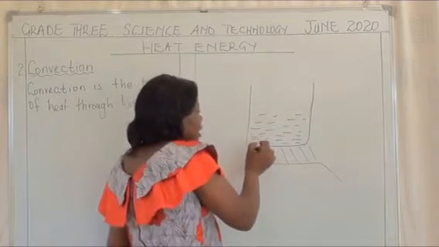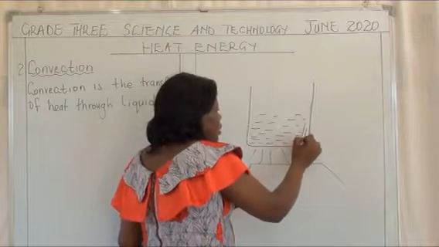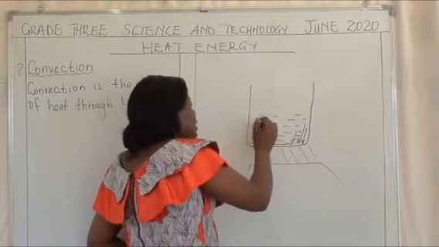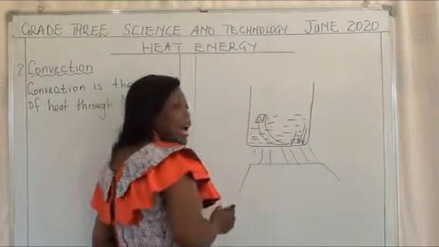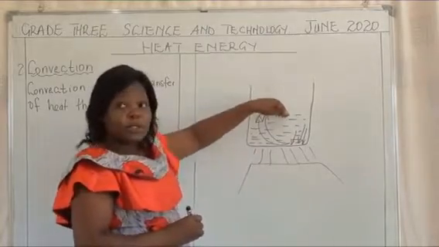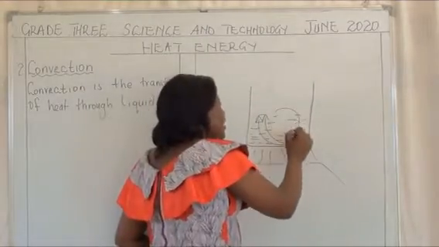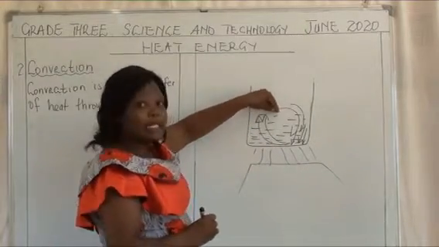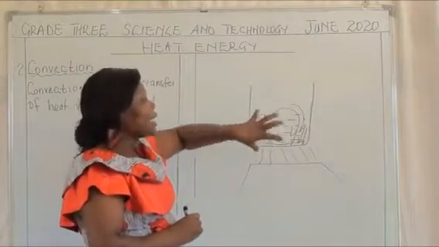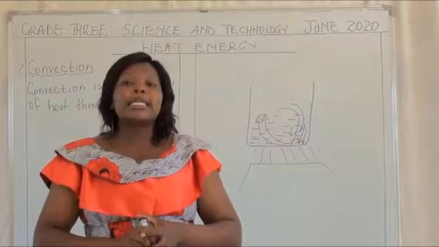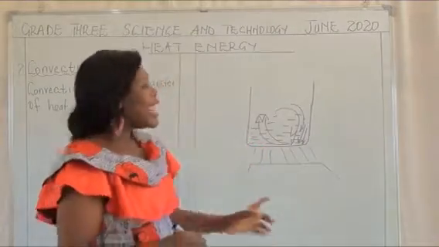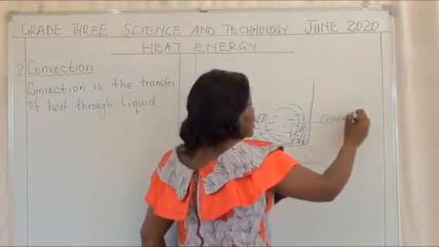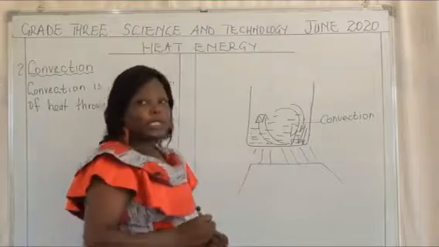The water molecules down here will heat up first. When they heat up, they rise up. So when they rise up, the water molecules that are up here will go down. So the circulation will continue like that. It heats up, it goes up, the cold water that is up goes down to heat up, until at the end of the day the whole water is heated up. That movement of heat in that liquid is what we call convection.